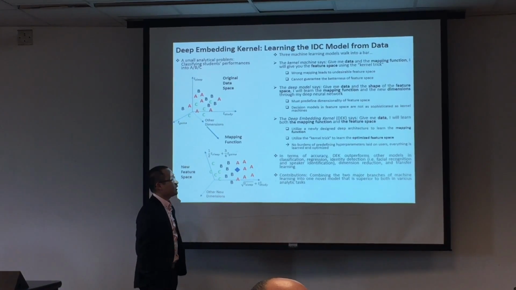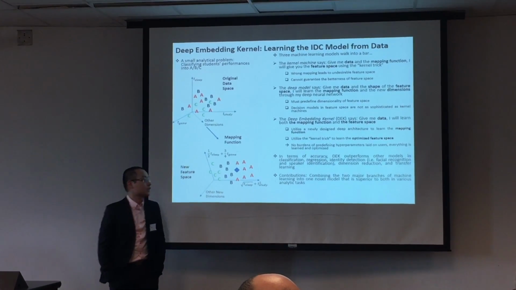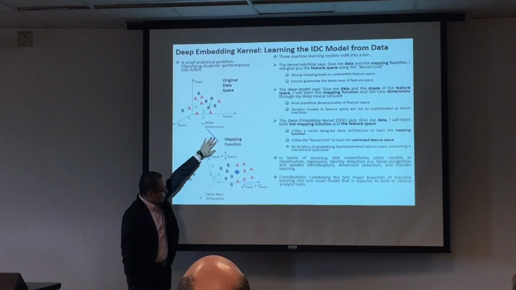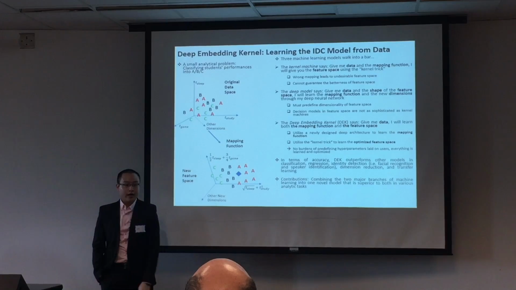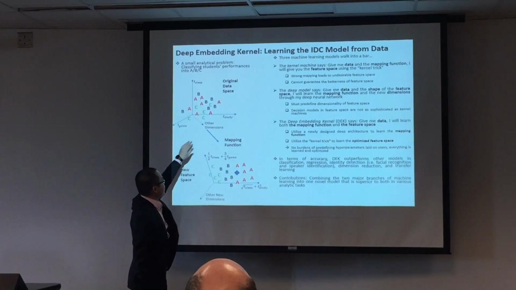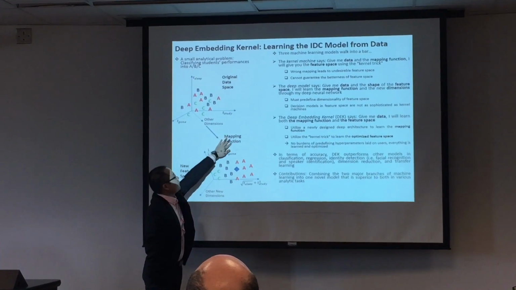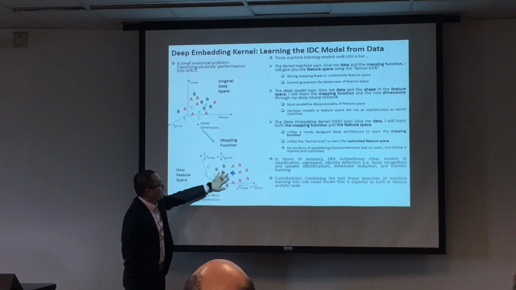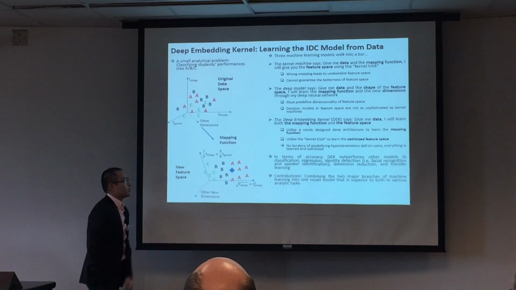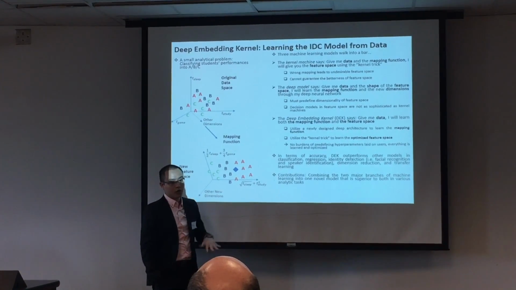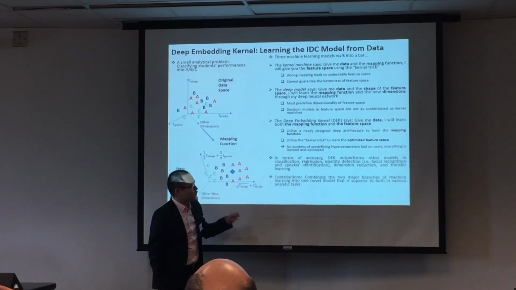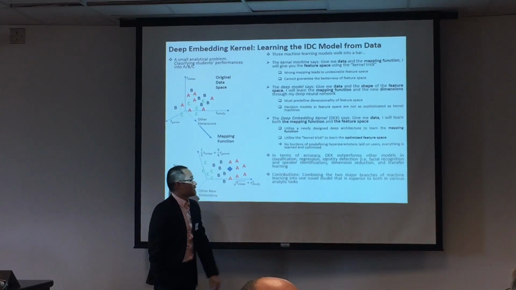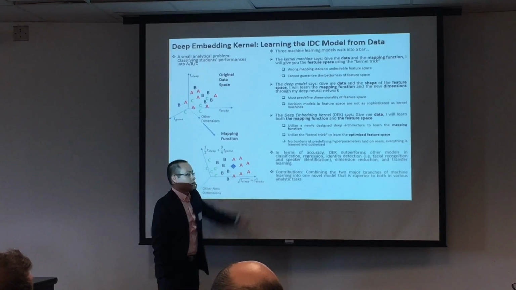Finally, the deep embedding kernel, which is my model, says: just give me the data and I will give you both the mapping function and the new space. I use a newly designed deep architecture to learn the function, and then on top of this function, I use the kernel trick to optimize this space. By doing this, no burden is put on the user to choose or optimize their hyperparameters, and everything is learned and optimized for them automatically.